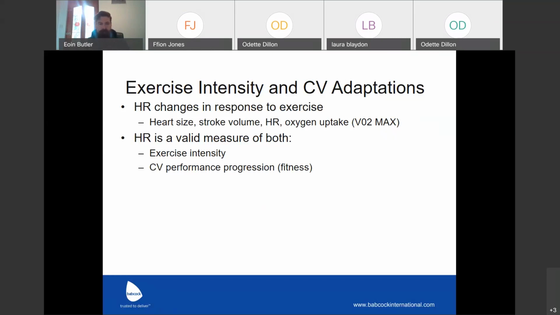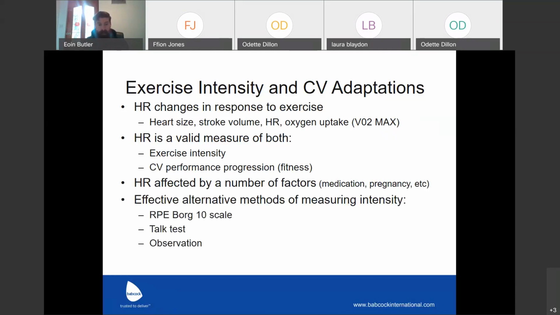Okay. So heart rate is affected by a number of factors, things like medication, pregnancy, etc. So we need to be aware of these. There are effective alternative methods of measuring intensity. We've got the RPE scale, the talk test, and observation that we can use to monitor intensity throughout a session.